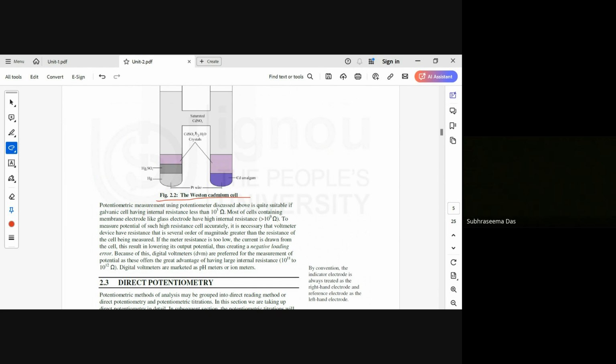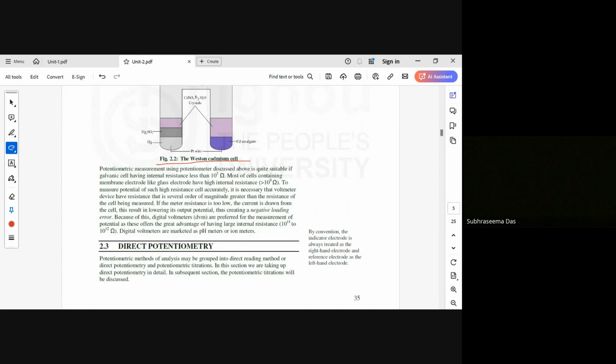internal resistance of 10 to the power 3 ohm. Cells containing membrane electrodes like glass electrodes have a high internal resistance, greater than 10 to the power 9 ohms. Thus, to measure the potential of such high resistance, we need a voltmeter of several magnitudes greater resistance, one that can measure the cell potential properly. If the meter resistance is too low, current is drawn from the cell, lowering its output and thus creating a negative loading error.